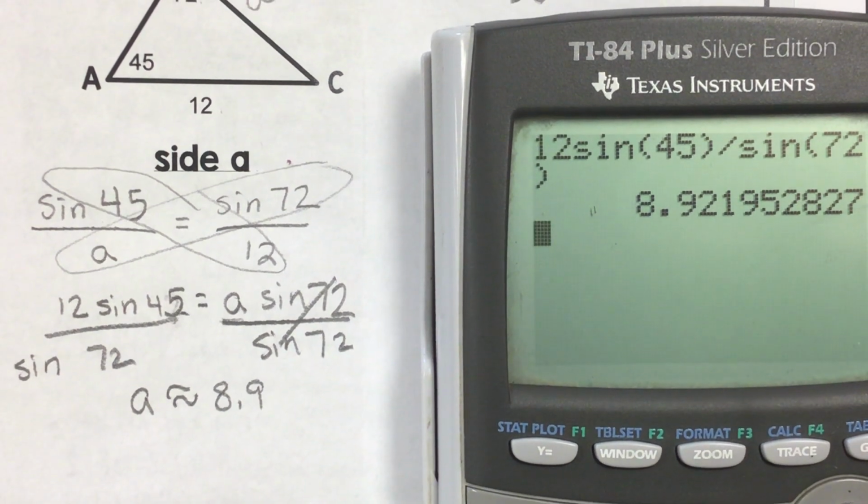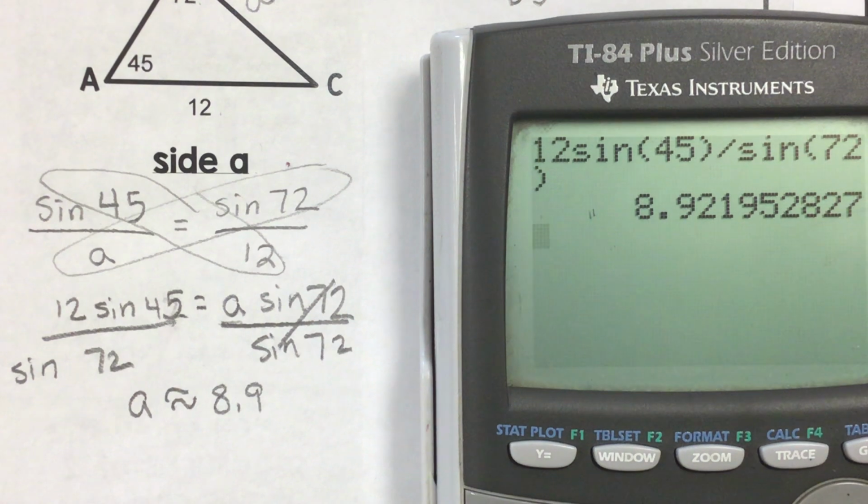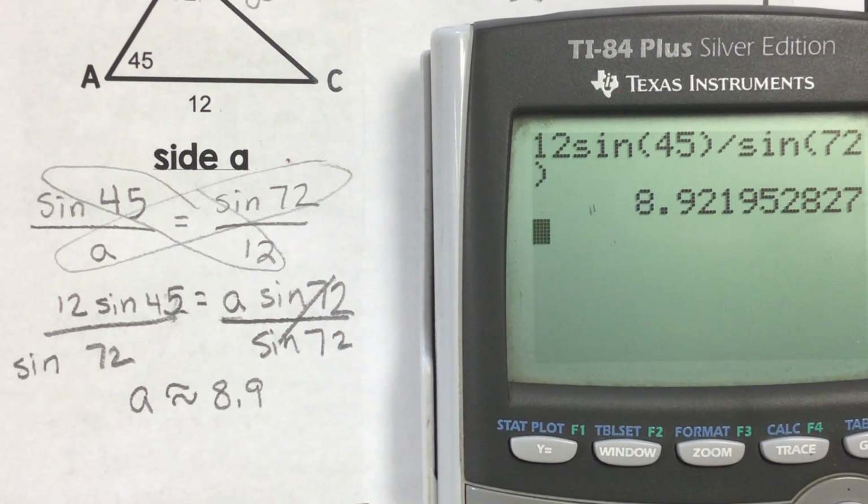On your homework and on your test, please read the instructions of what decimal place I want you to round to.